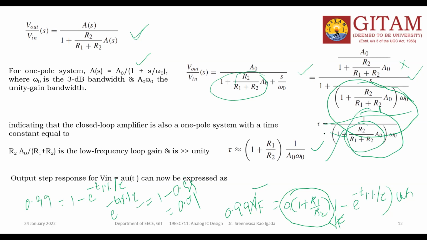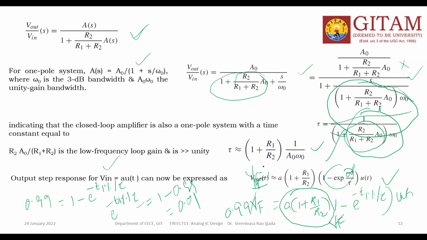Now, what is it saying? The input is a step input, so this is V input. For the step input, this is the output response: V out of t is approximately A into 1 plus R1 by R2 into 1 minus e power minus t by tau into U of t. First I want to find the final value. When t is infinite, this term becomes 1, then V out is only A into 1 plus R1 by R2. This is called the final value V final.